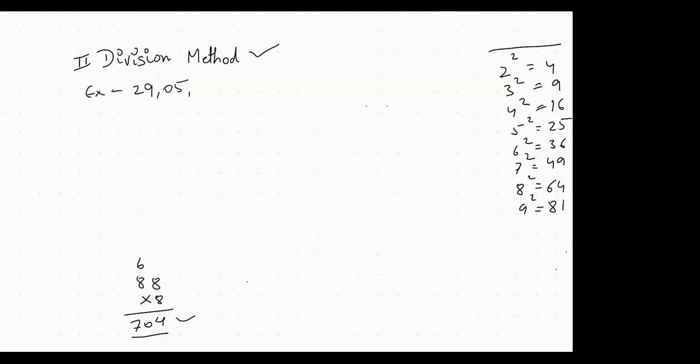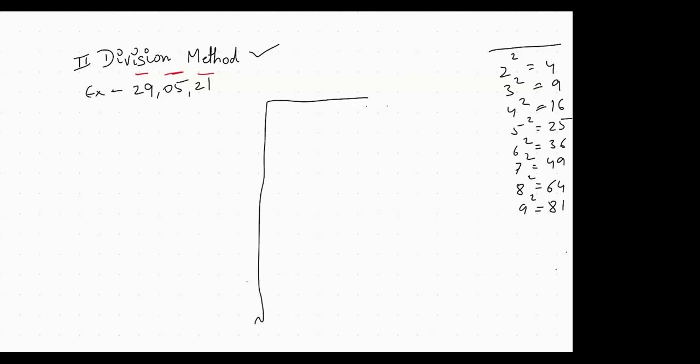Yes, so one pair of 21, one pair of 05, and one pair of 29. 3 pairs we have in this one. Okay, so let's do the format. 29, 05, 21. So 29 we have.